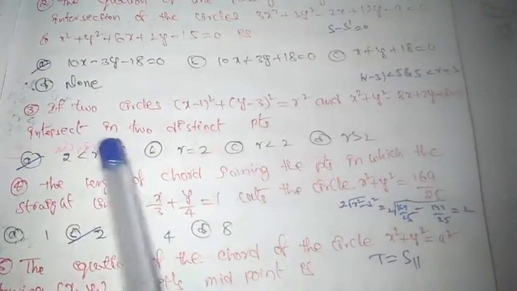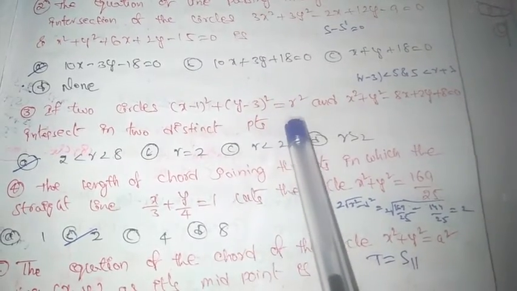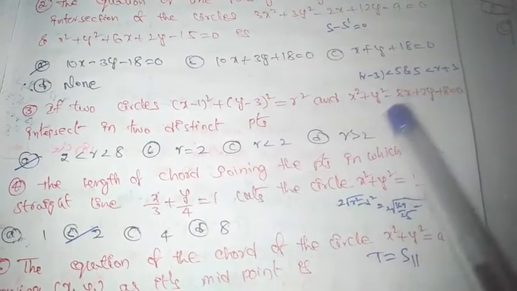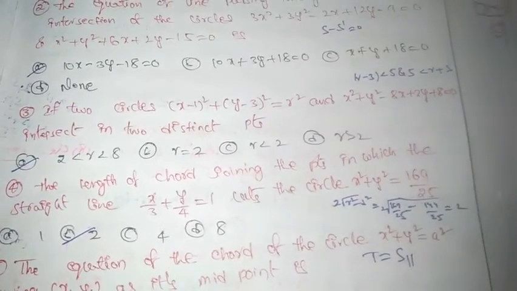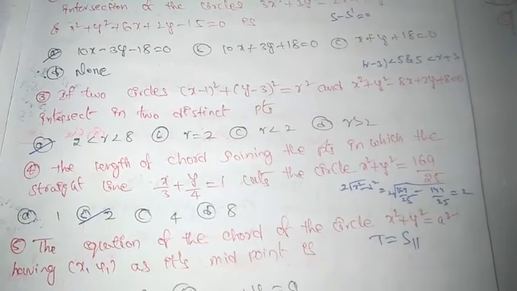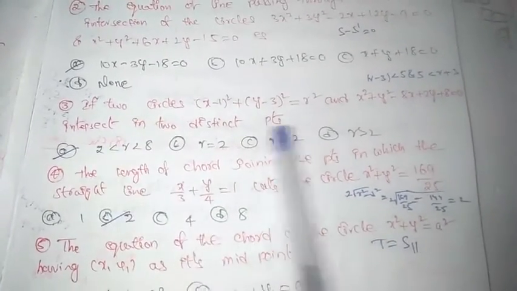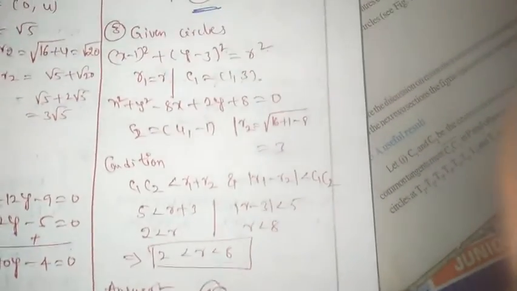Similarly, the second question is: if two circles (x − 1)² + (y − 3)² = r² and x² + y² − 8x + 2y + 8 = 0 intersect in two distinct points. They are given two circles. Now see the solution once.